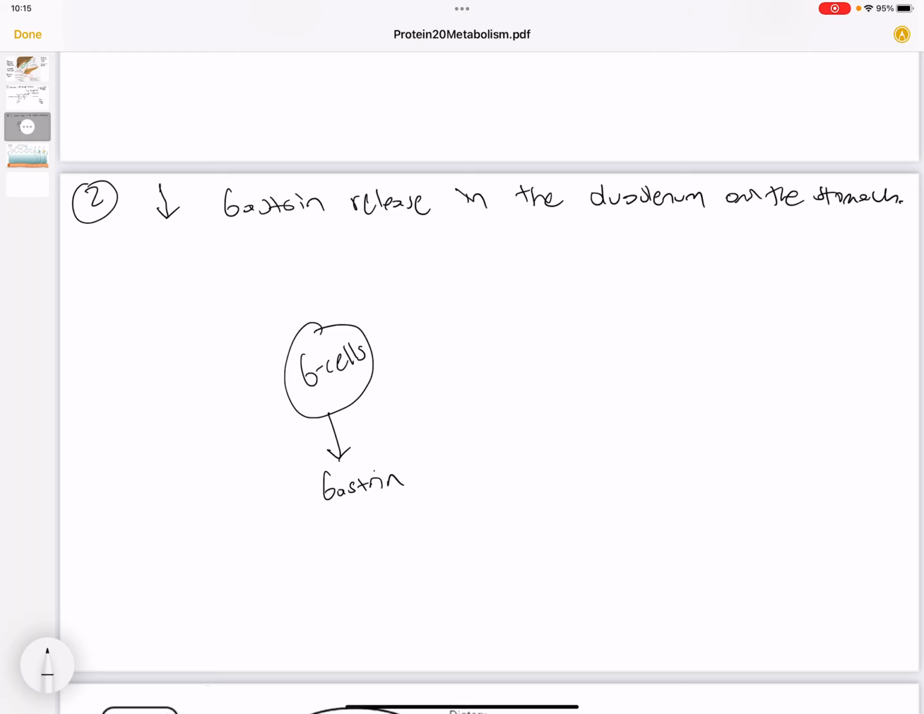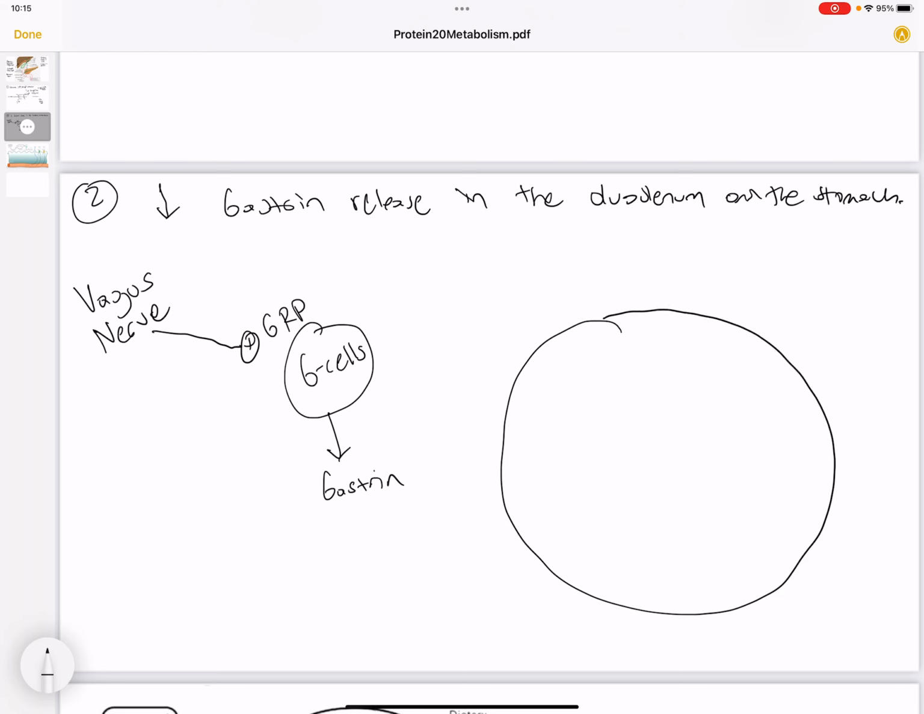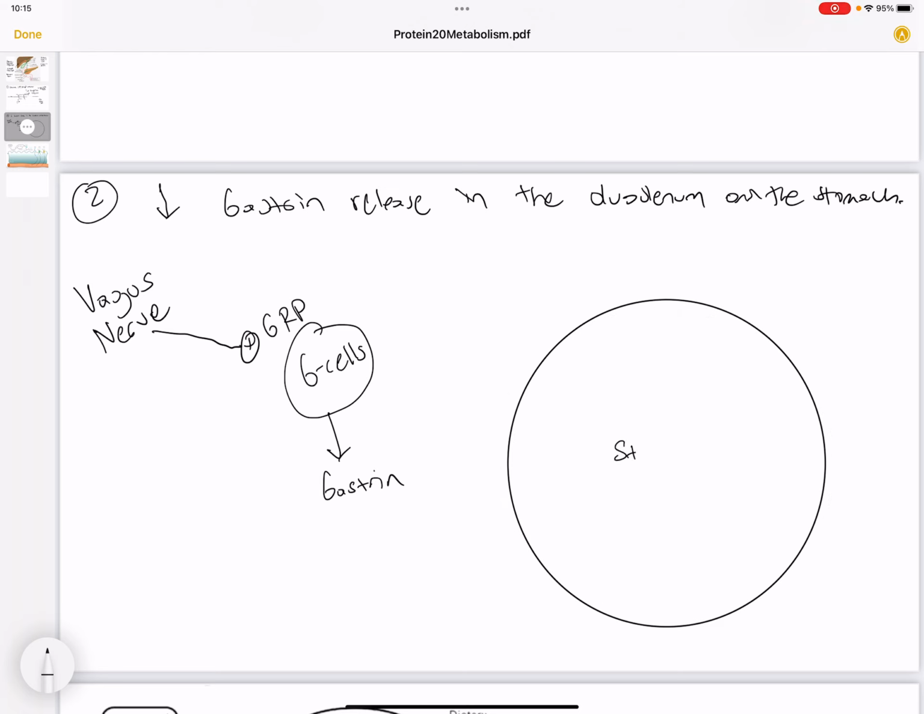There's going to be two different ways that G cells are going to be stimulated to produce gastrin. One of the ways is through parasympathetic innervation through the vagus nerve. So the vagus nerve is going to release gastrin releasing peptide, which is going to stimulate G cells to produce gastrin. Also, in our stomach, here's our stomach. Once proteins enter our stomach, they are in turn going to act on G cells to stimulate gastrin release.